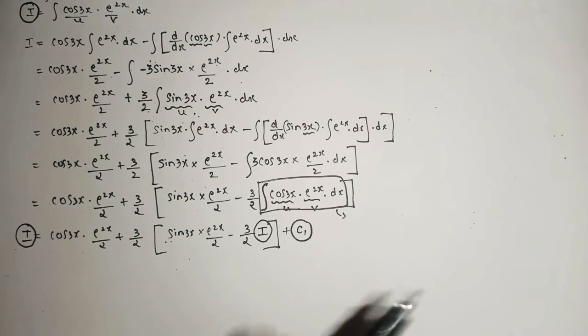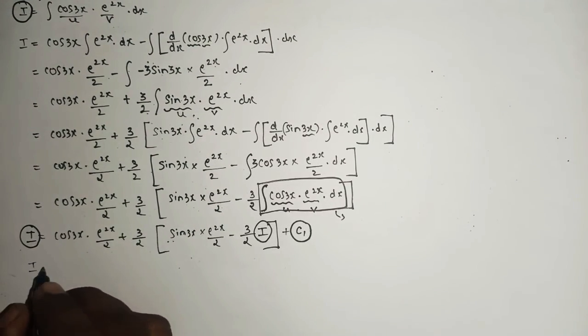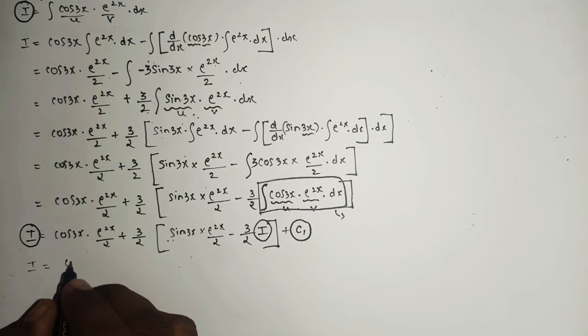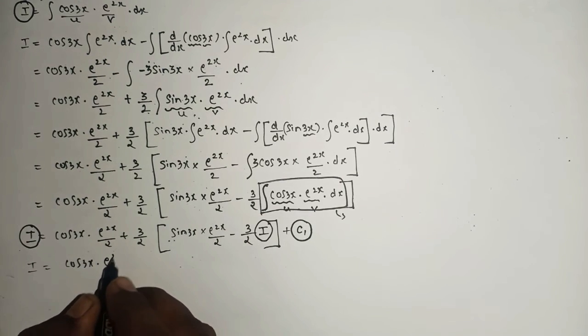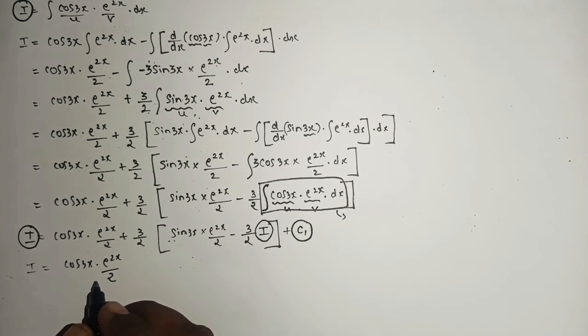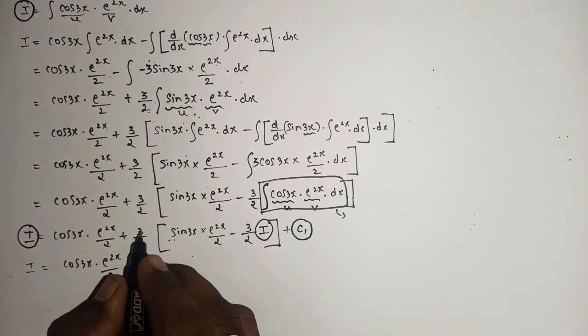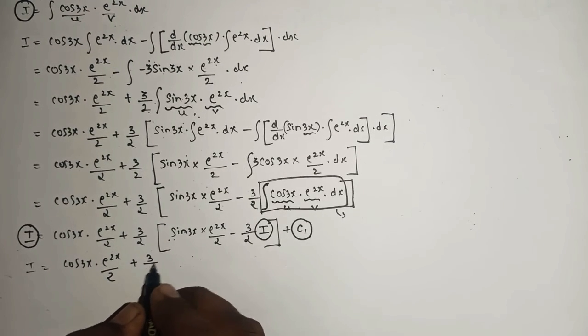Therefore, opening the bracket: cos 3x into e raised to 2x upon 2. So when you open the bracket, 3 into 2 is 4, so 3 upon 4.